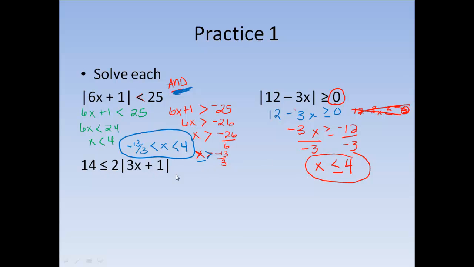Okay, our third one down here. First thing I have to do is get rid of this 2 on the outside of there before I start working with my absolute value. So I'm going to rewrite it as 7 is less than or equal to the absolute value of 3x plus 1.